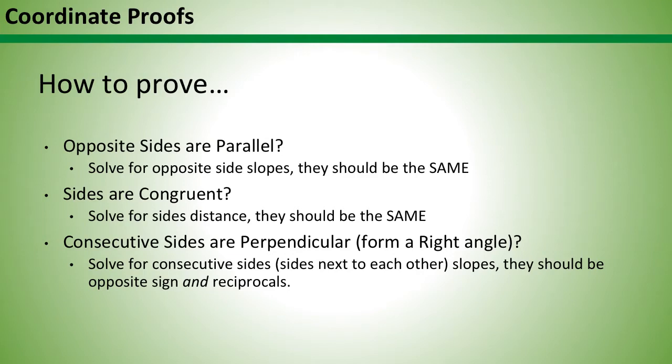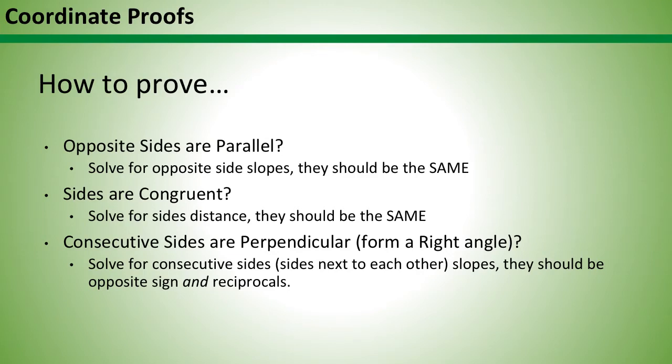So when I'm proving things on the coordinate grid, we're going to be showing that things are parallel, that things are congruent, or that things are perpendicular. If I need to show that something is parallel, all I have to do is find the slope of those two things and show that those slopes are exactly the same. If I can show that they have the same slope, then those two things are parallel to each other.